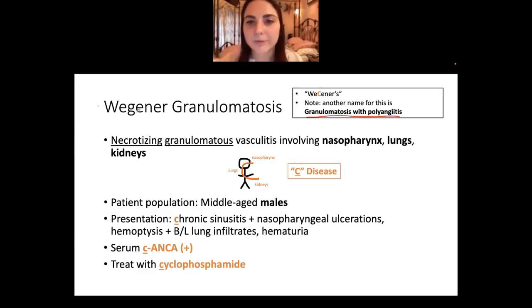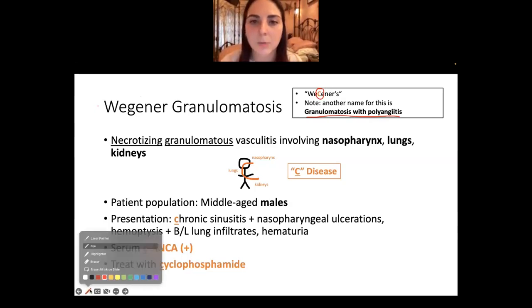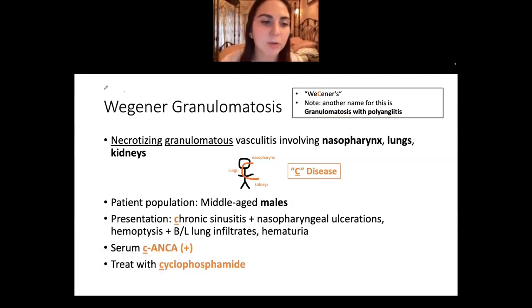I still reference it as Wegener's because I remember it as the C disease, and I think of it as Wegener's with a C, which helps me. But just know that they're the same thing: Wegener's and granulomatosis with polyangiitis. It's in the name. I also like remembering that it's granulomatosis because there are granulomas. It is also necrotizing. That doesn't mean much to me. It's more so, is there a granuloma or not? Because that's going to help you rule some things out.